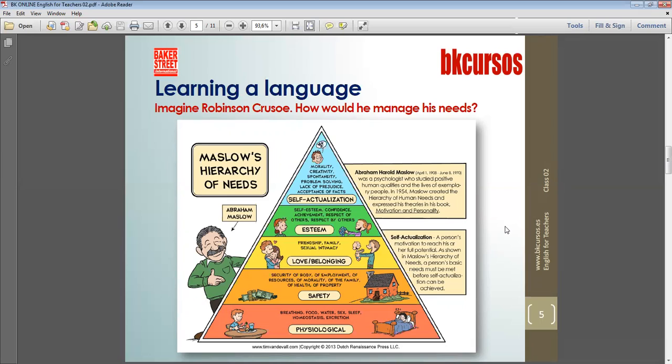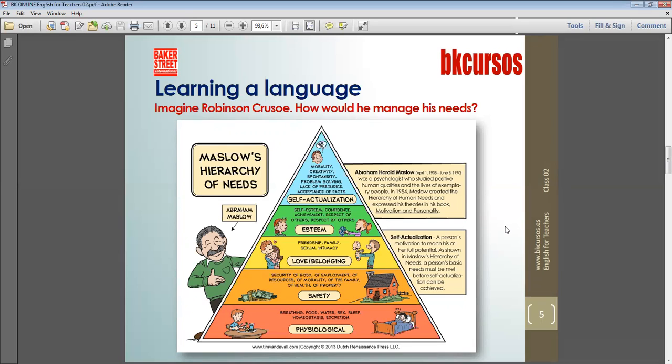What was the name of Robinson Crusoe's friend? Wasn't it Wilson? Friday. Friday. I thought it was this. That was the name of the ball. Yeah, I remember. But you remember, before he met Friday, what did he have in the movie?